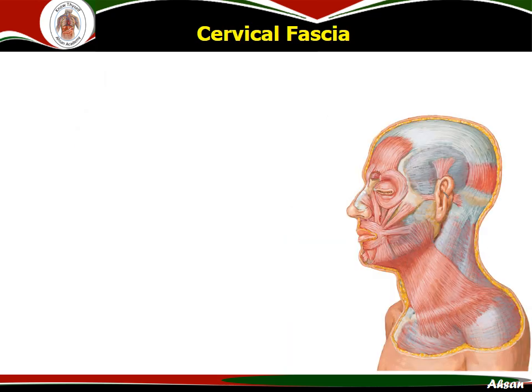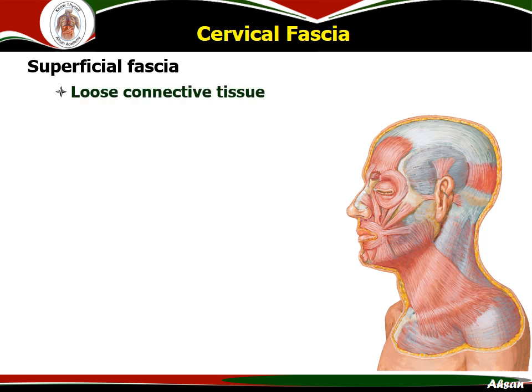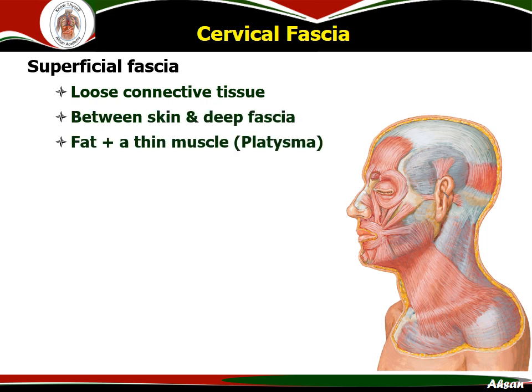Let us start with the fascia of the neck region, the cervical fascia. It is as usual comprising of the superficial fascia and the deep fascia. Superficial fascia comprises of loose connective tissue, and one special thing is that it contains fat as well as a thin muscle that is known as platysma. It lies between the skin and the deep fascia.